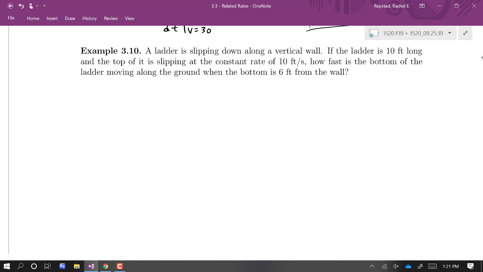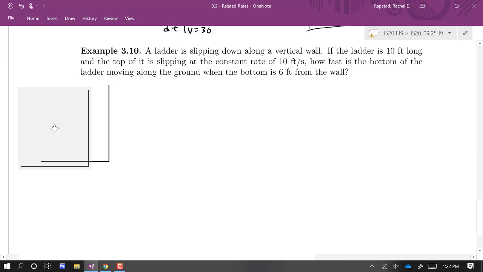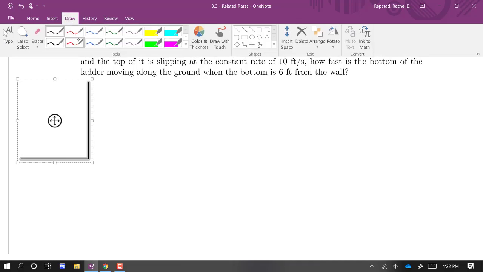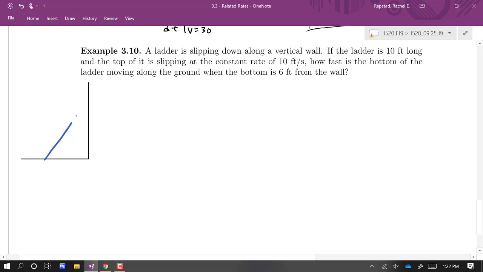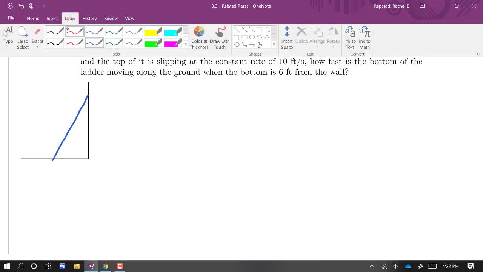The ladder is 10 feet long. We'll assume that it's a fixed length ladder, so it's not going to collapse or anything. And it's leaning up against a wall. So I'm going to just draw this. There's the wall and the ground. And then here's the ladder. Probably should be not quite so steep. Here's our ladder, 10 feet.